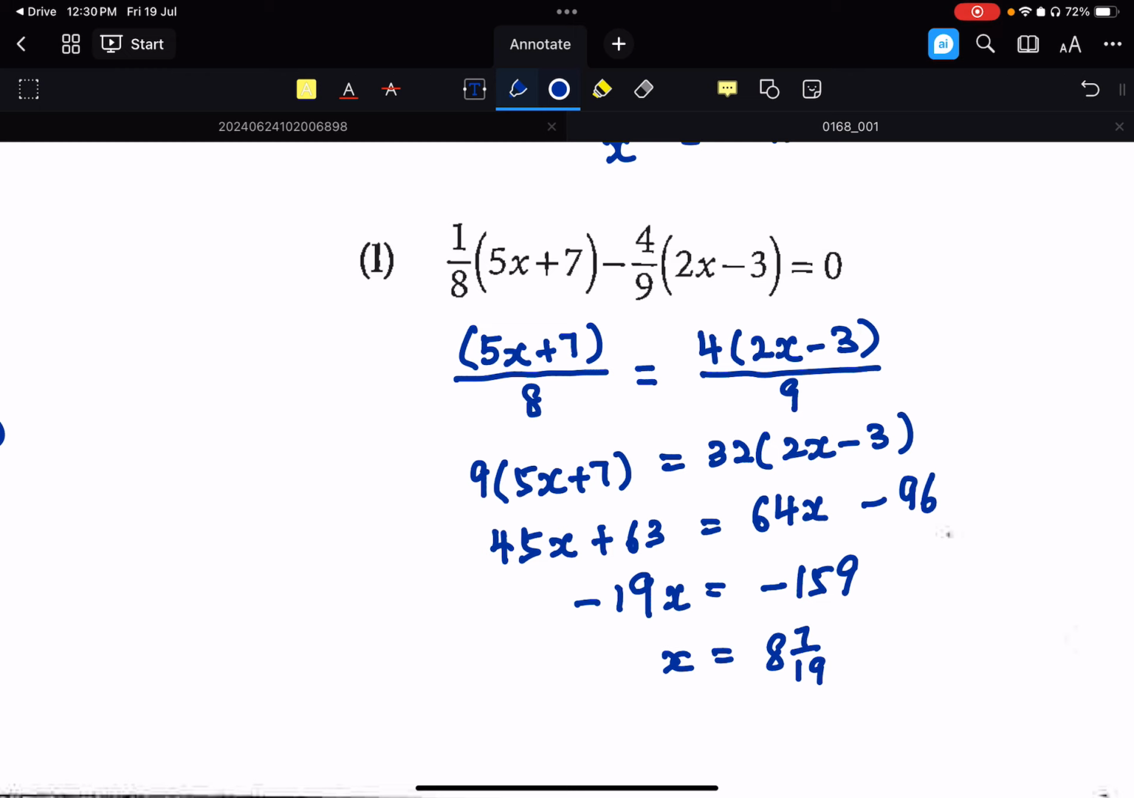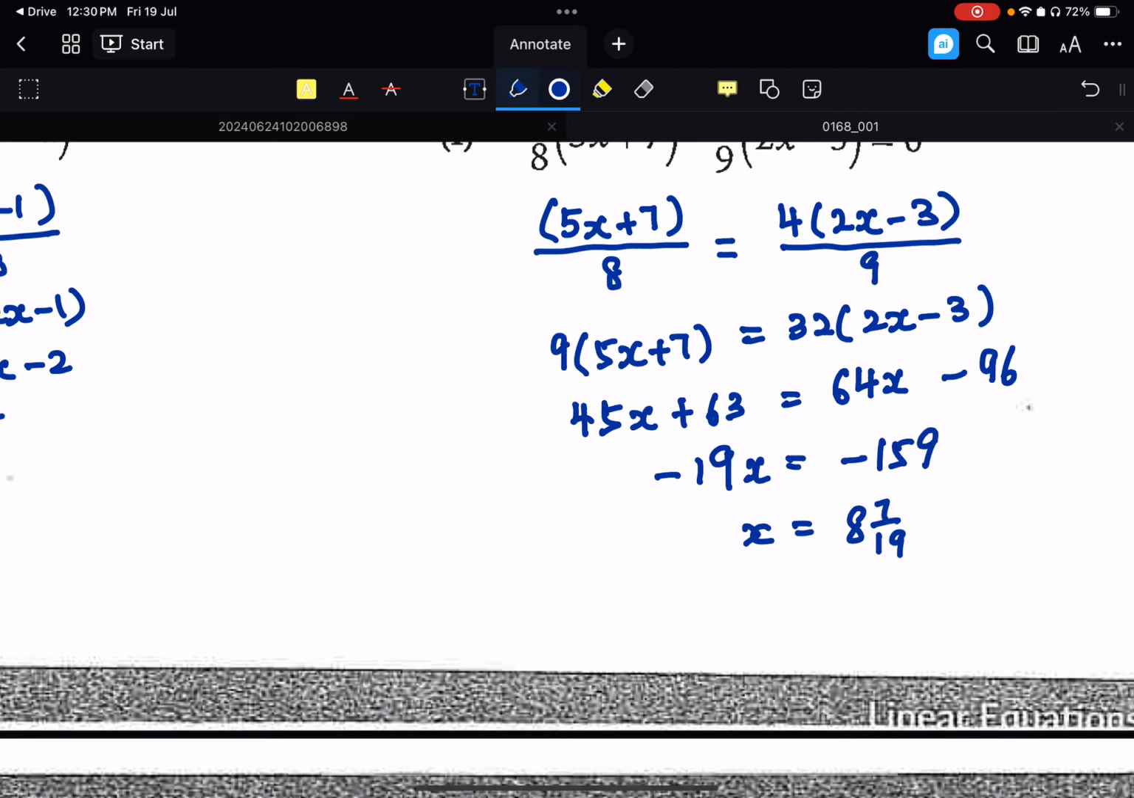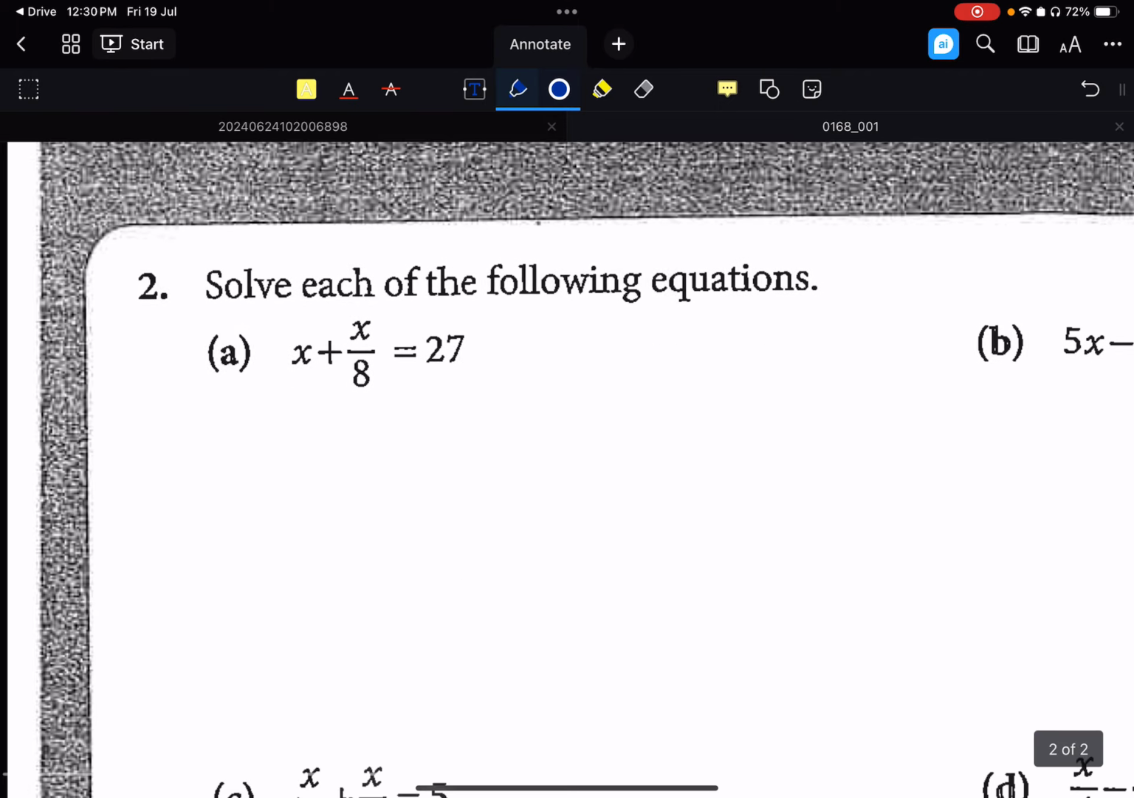Let's double check to see if we made everything correct. Okay, looks correct. Well, sometimes if I do make an error, just put it in the comment and I will update it in the future video. Thanks for your help. Okay, let's move on to the second page.